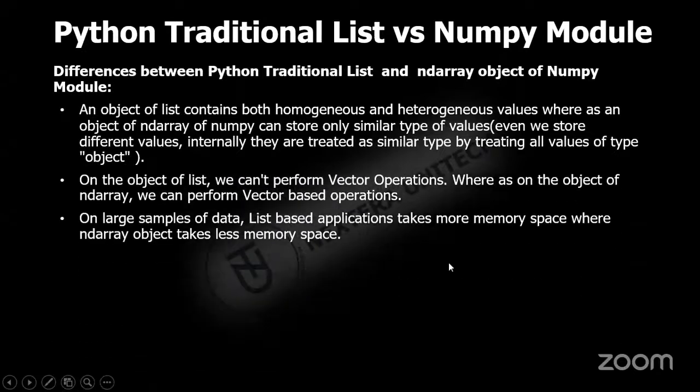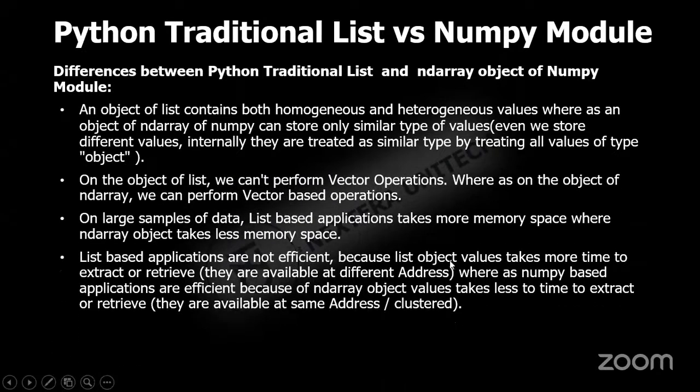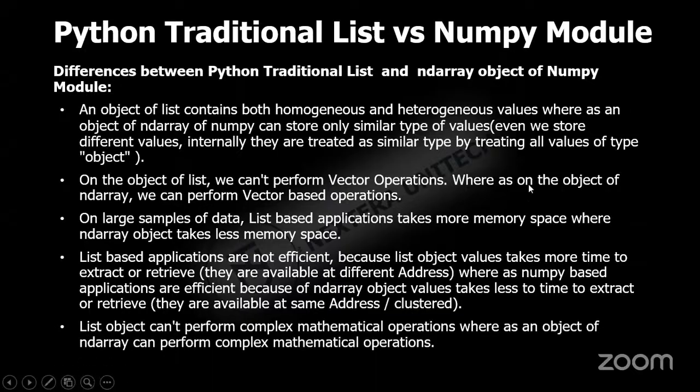So if you consider a list object, a list can store both homogeneous as well as heterogeneous values. What do you mean by homogeneous and heterogeneous values? Homogeneous means the values belong to the same type, right? Heterogeneous means the values belong to different types, right? A list can contain both homogeneous and heterogeneous values.